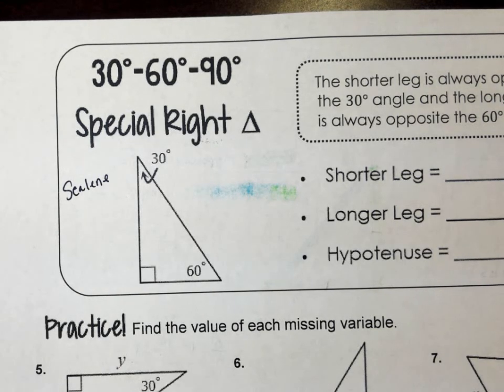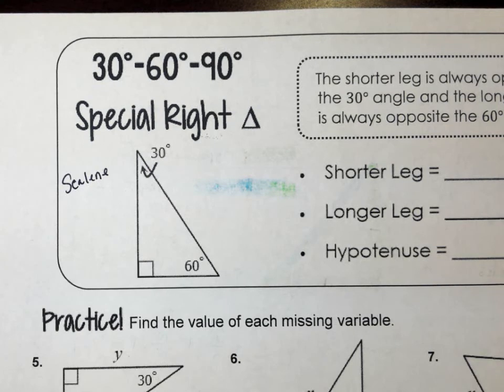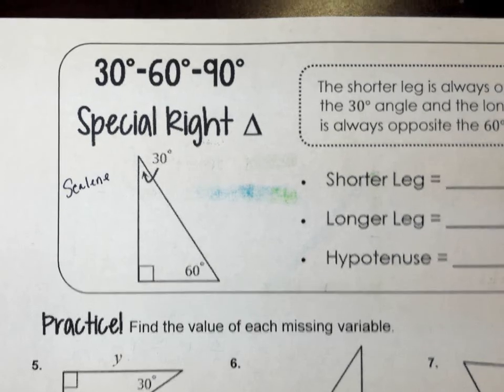You can even look over to the side. They call one leg the shorter leg, the other leg the longer leg. On this one, the shorter leg is always opposite the 30-degree angle. The longer leg is always opposite the 60-degree angle.